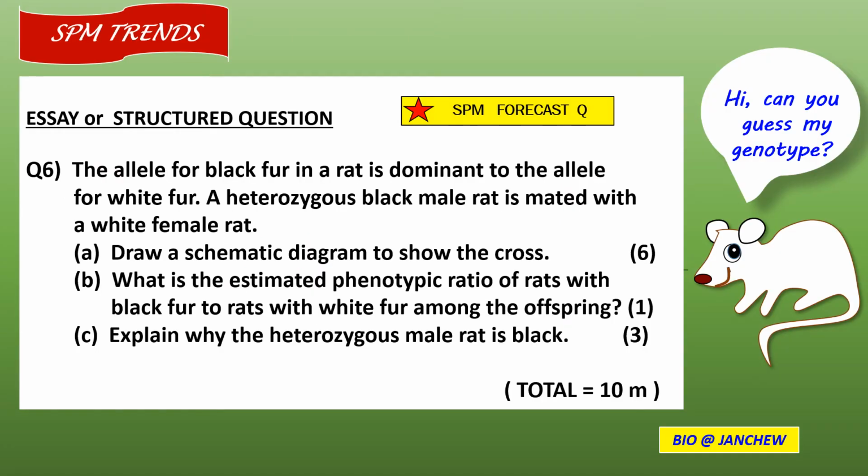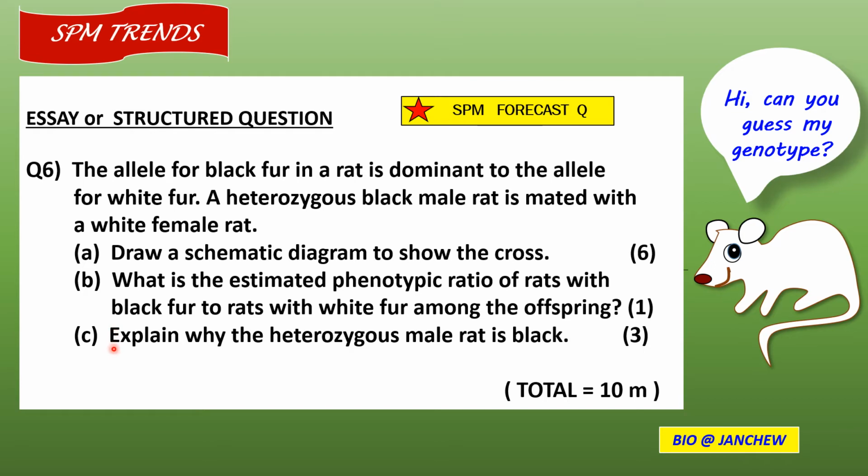Now lastly is a structured or essay question. It can be asked in the structured question section or essay section. It's an SPM forecast question for monohybrid inheritance. Question 6. The allele for black fur in a rat is dominant to the allele for white fur. A heterozygous black male rat is mated with a white female rat. A. Draw a schematic diagram to show the cross. B. What is the estimated phenotypic ratio of rats with black fur to rats with white fur among the offspring?